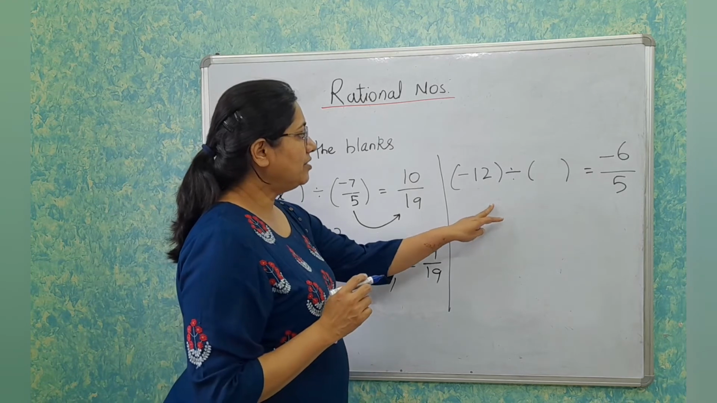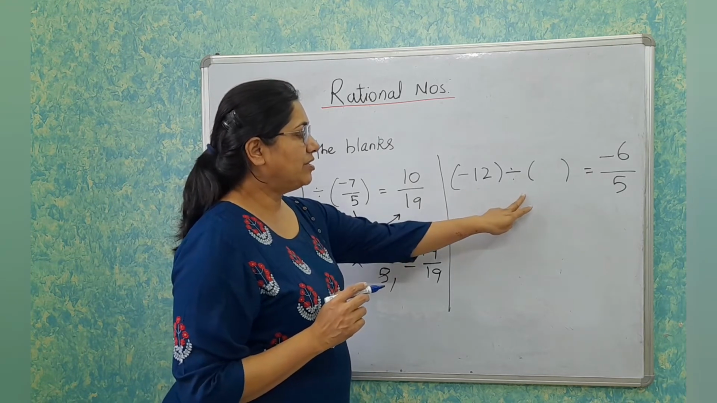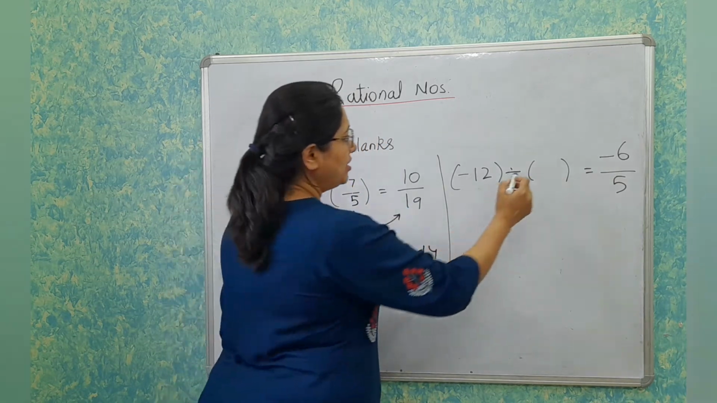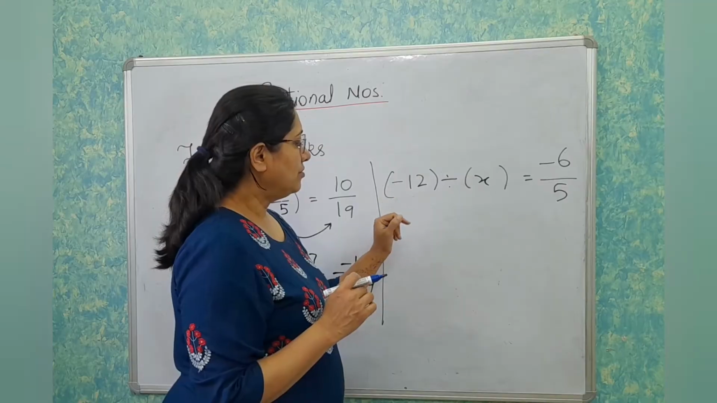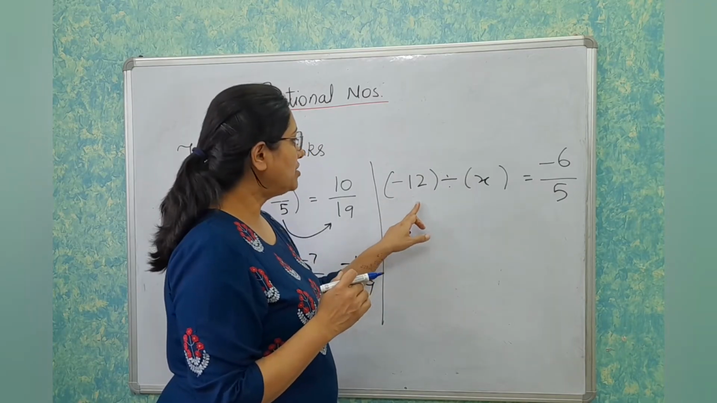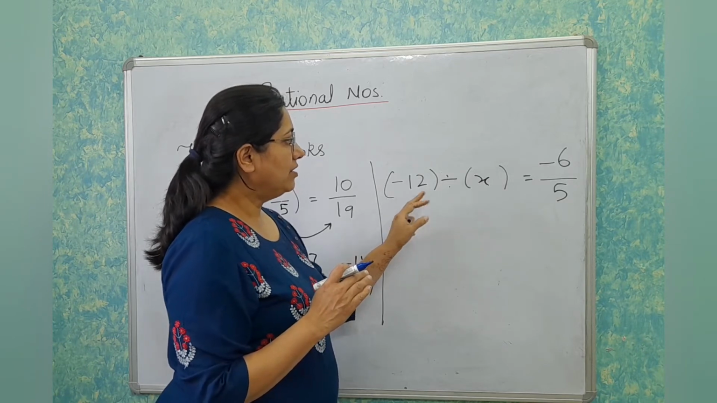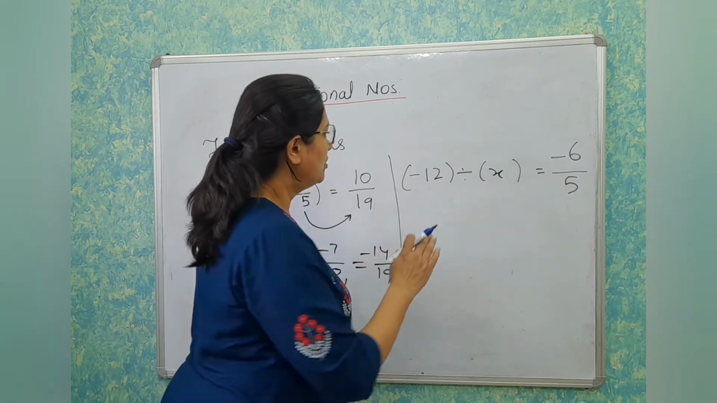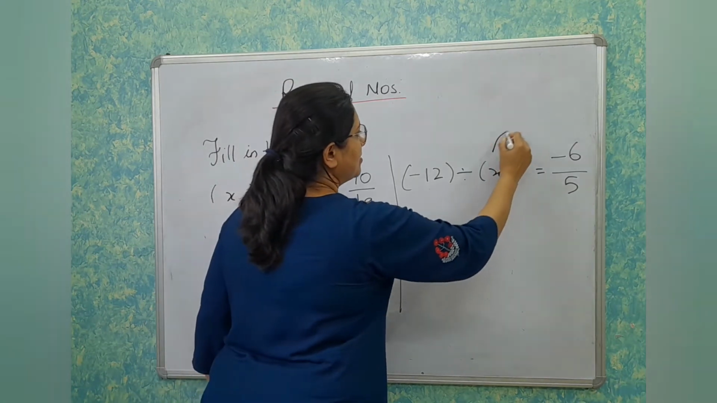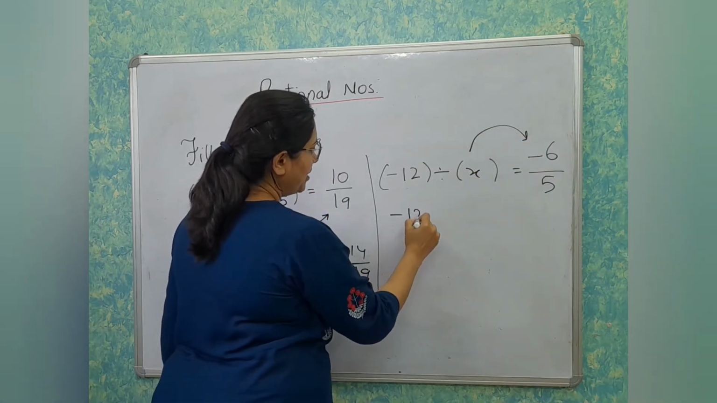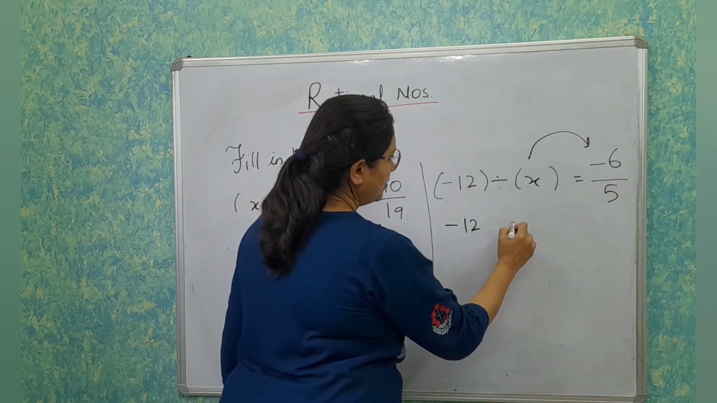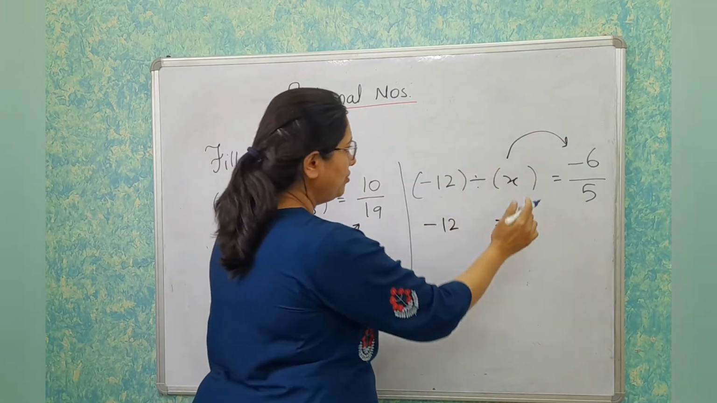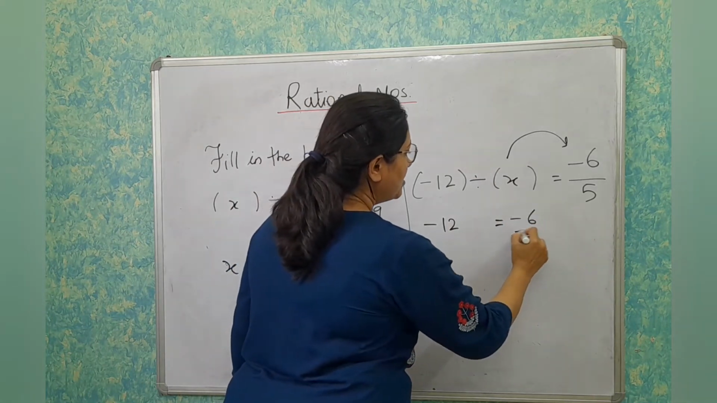In our second example, we have to divide minus 12 by a number, so that the answer would be minus 6 upon 5. And we don't know the number, so again we can assume it as x. But in this question, we cannot shift minus 12, because if I shift minus 12, I will get the answer of 1 upon x, because x is the denominator. So I have to shift this x. So first I will write minus 12, then I will put an equal sign. So now I have shifted this x from the left hand side to the right hand side. So this will become minus 6 upon 5.